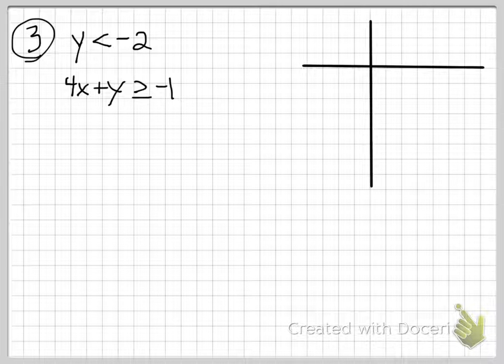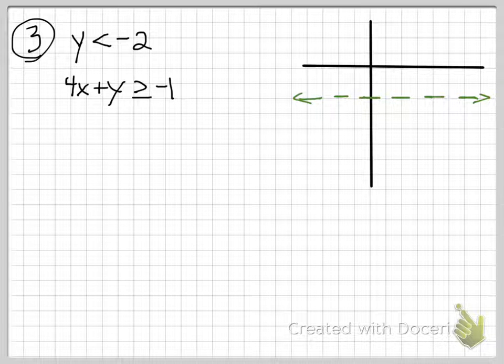Number 3. Number 3 is a little easier because one of the equations is always already in the y equals format. So I go to negative 2 on my y-axis, and I notice it's just a less than symbol, so it's going to be a straight line. Remember, this is a horizontal line. And it's going to be dashed because we don't have that equal to.